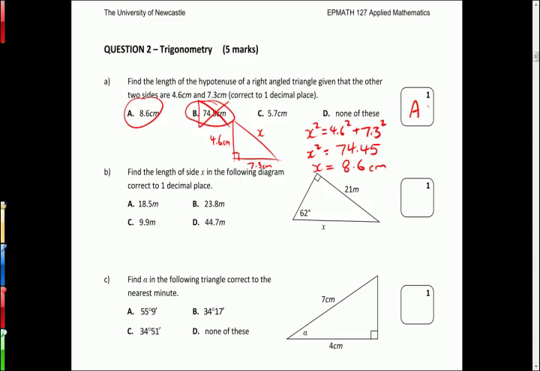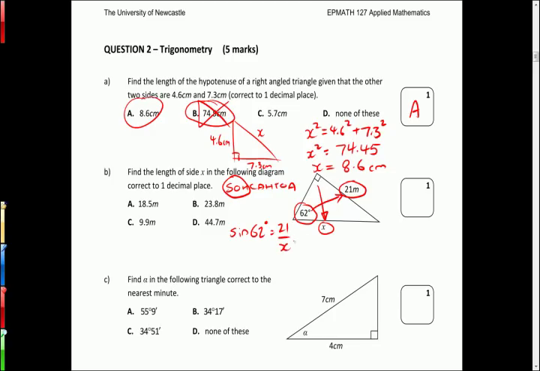B, find the length of side x in the following diagram, correct to one decimal place. Well, it's a hypotenuse. Hypotenuse is always longest and opposite the right angle, so it's asking us to find the hypotenuse. And compared to the angle given, I've been given the opposite, and I'm being asked about the hypotenuse. None of this question is asking about the adjacent side. So I'm looking for the trig ratio that involves, compared to the angle, opposite and hypotenuse. And if I look at SOH CAH TOA, opposite and hypotenuse is all here. Sine is opposite over hypotenuse. So sine of 62 degrees is equal to the opposite side of 21 over the hypotenuse of x.